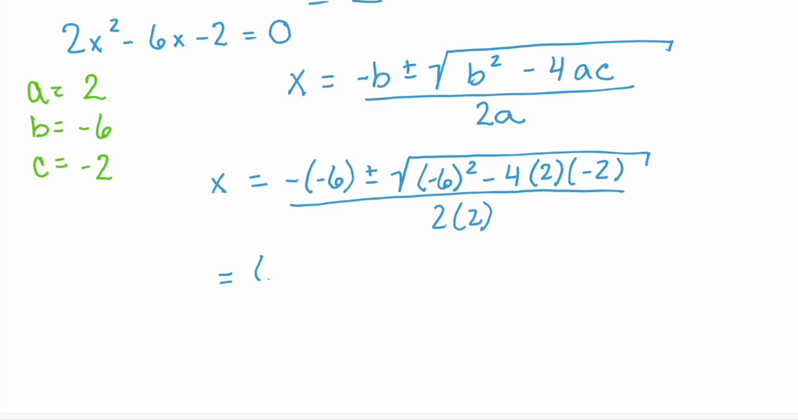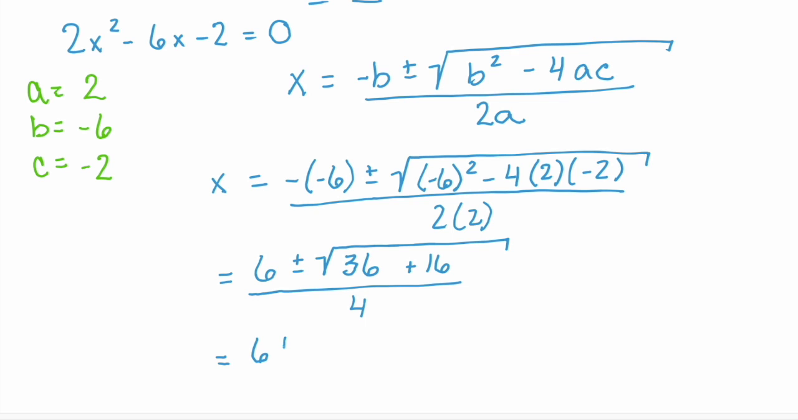Negative 6 is a positive 6. Plus or minus square root of 36. Negative 4 times 2 is negative 8. Times negative 2 is a positive 16. And our denominator is 4. Let's simplify the radicand, and we get 6 plus or minus the square root of 52, all over 4.